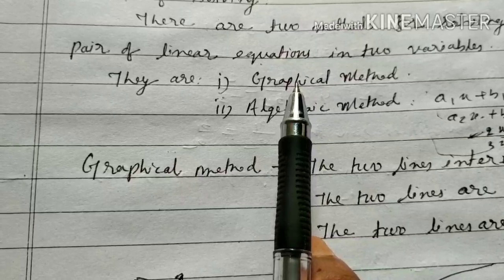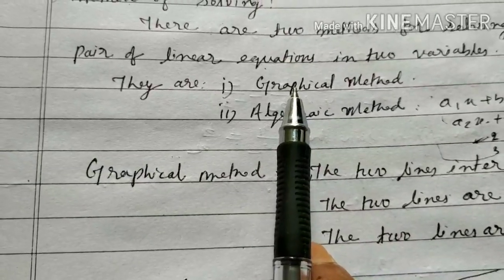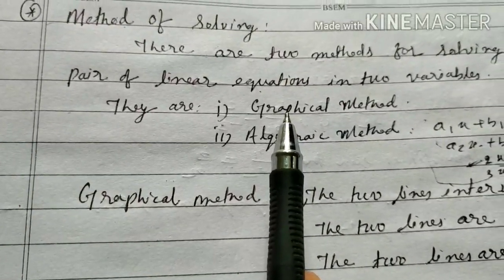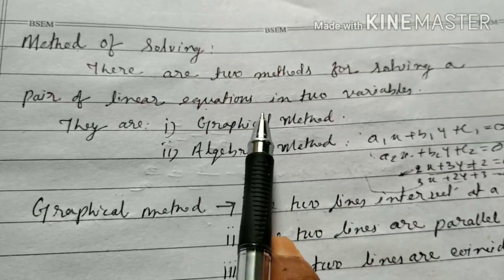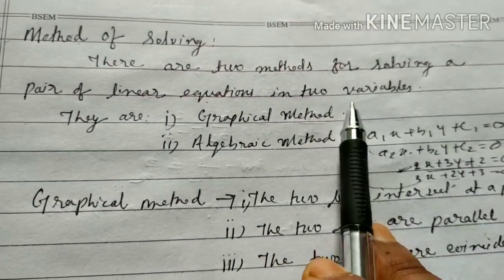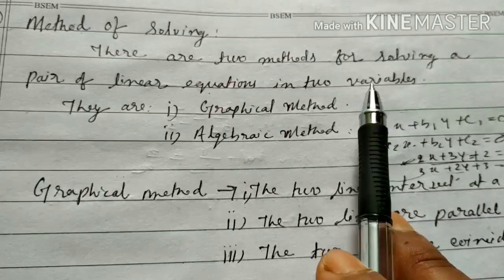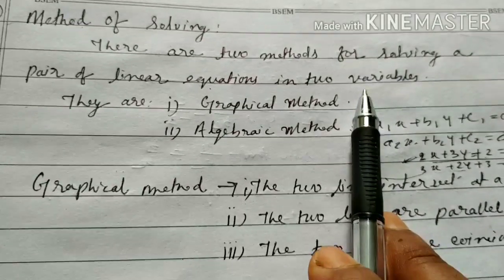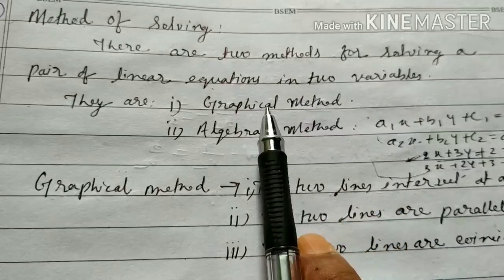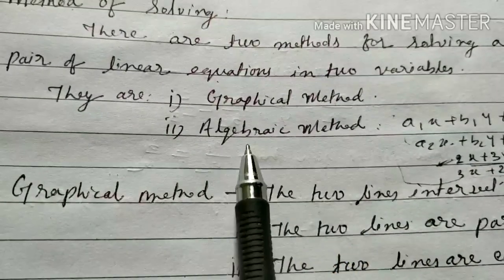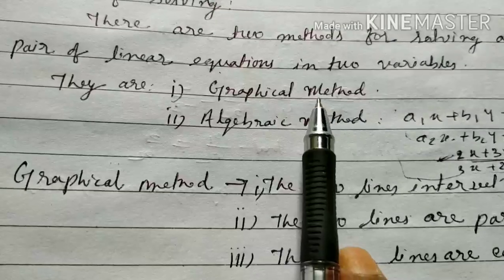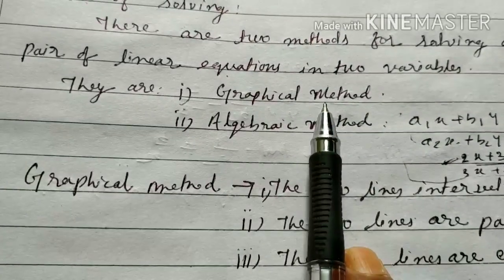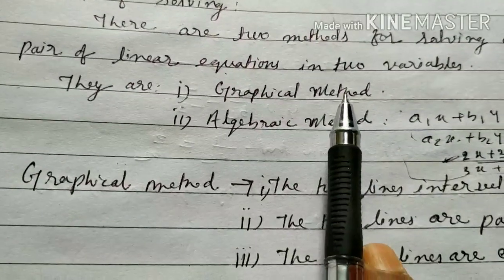There are two methods for solving a pair of linear equations in two variables. One is the graphical method, and the other is the algebraic method. In the graphical method, with the help of a graph, we find the values of x and y.